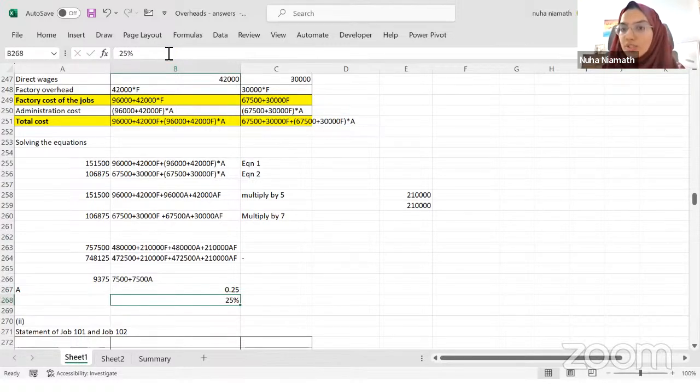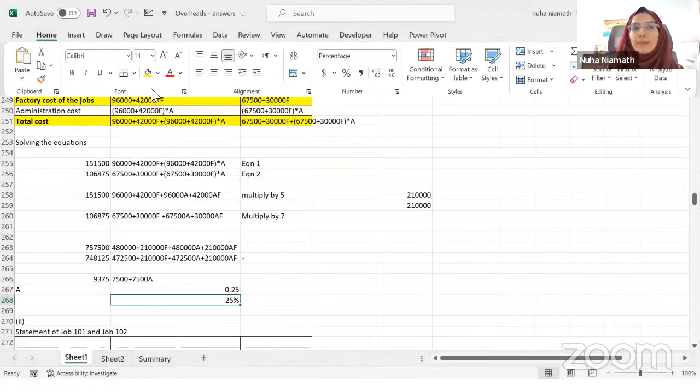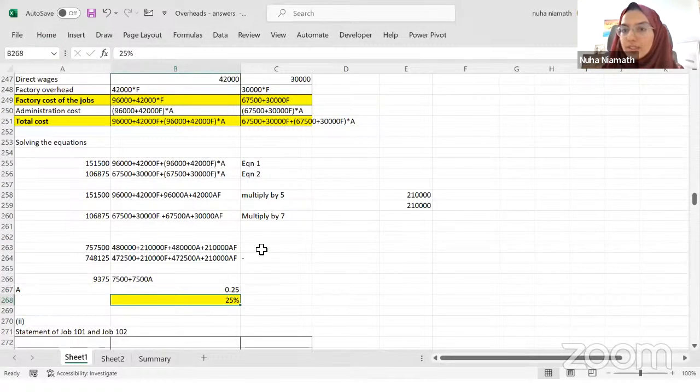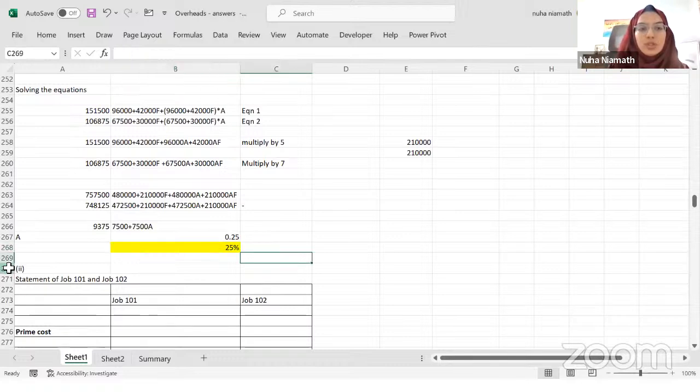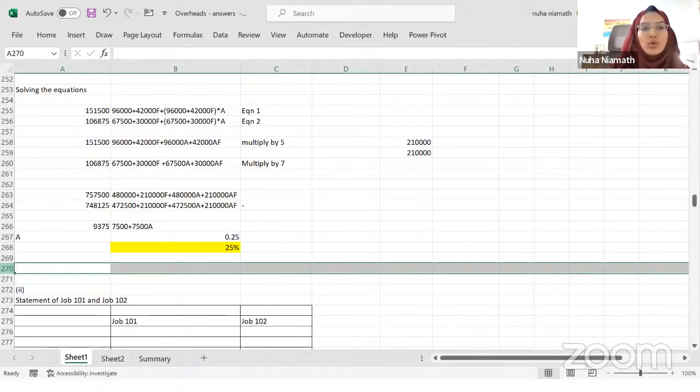So great job, Ranjita and Sanha. How about the others? Has everybody arrived at this percentage for A? Okay, great, perfect. So I think everybody is following here. So now again, we will solve for F.